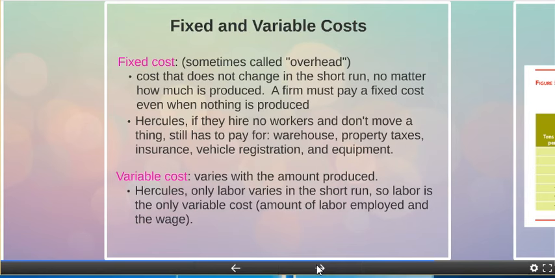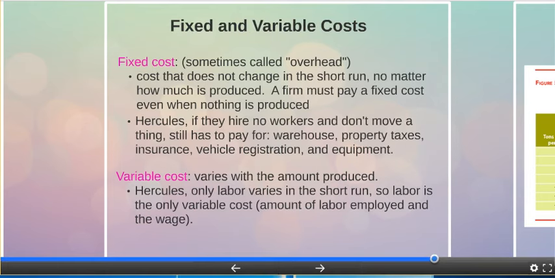Even if Hercules hires no labor and moves no furniture, the firm must pay for the warehouse, the property taxes, the insurance, the vehicle registration, and the equipment. These are all fixed. By definition, a fixed cost is just that. It's fixed. It doesn't vary with output in the short run. Fixed cost is sometimes called overhead. Hercules' fixed cost is $200 per day, and we'll get into that in the graph.